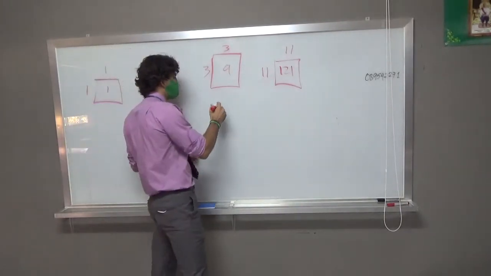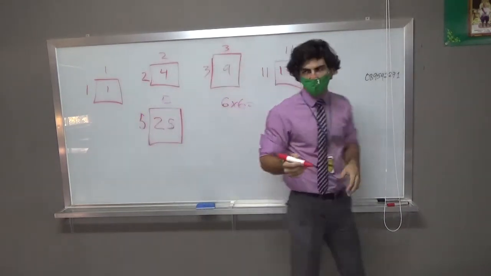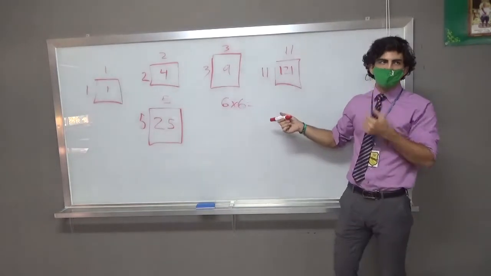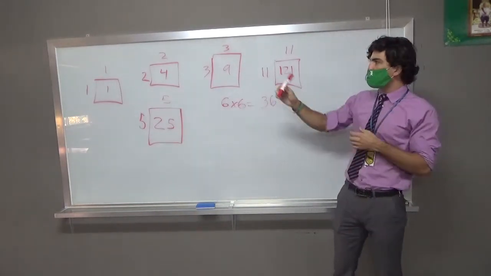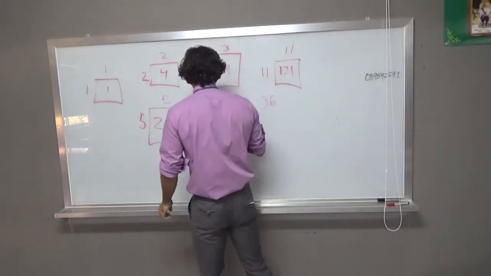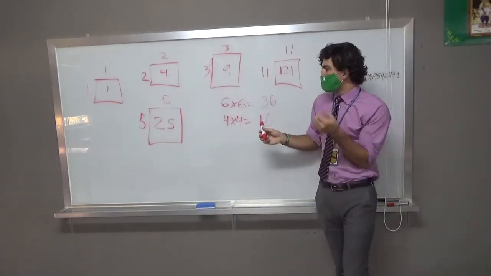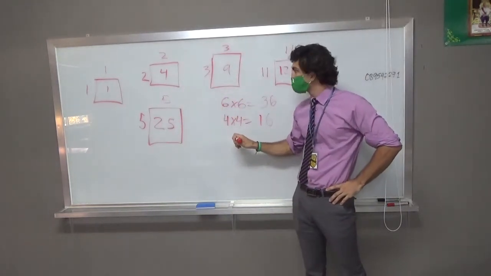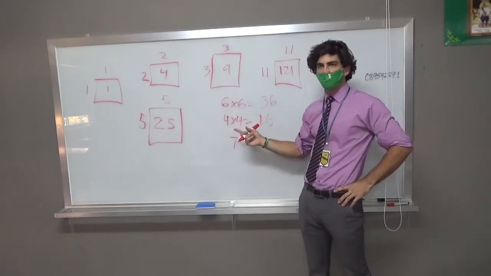You could just imagine 6 times 6. You don't need to make it into a square. What is 6 times 6? 36. If we were to keep going, we've already done 1, 2, 3. We need 4, so what's 4 times 4? 16, very good. What about 7s? 49.